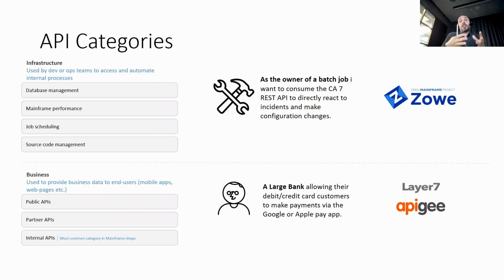So the API is replacing a manual process that existed beforehand, and we'll talk a bit more about that use case later on. We also know that business APIs are used to provide business data to end users, as we said earlier. So again, here's an example that's going to be familiar to 99.9% of us, I think. A large bank allows their debit and credit card customers to make payments via a Google or Apple payment application.